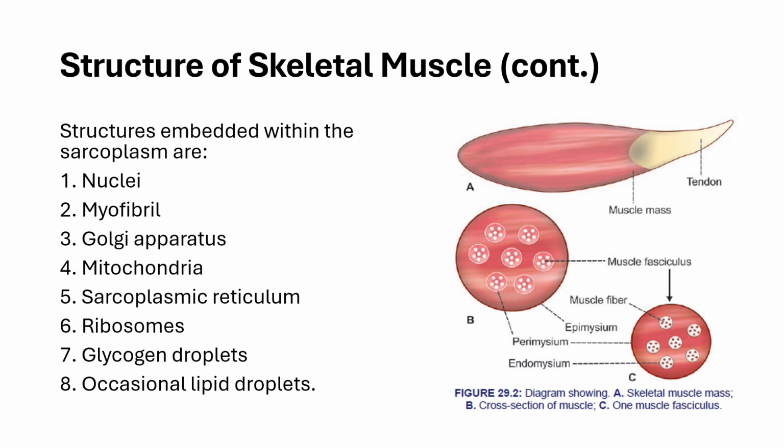Number 6, ribosomes. Number 7, glycogen droplets. They serve as a reservoir of energy by storing glucose, which is actually critical during muscle activity. Number 8, lipid droplets. They are occasionally found. These provide an additional energy source during prolonged muscle activity.